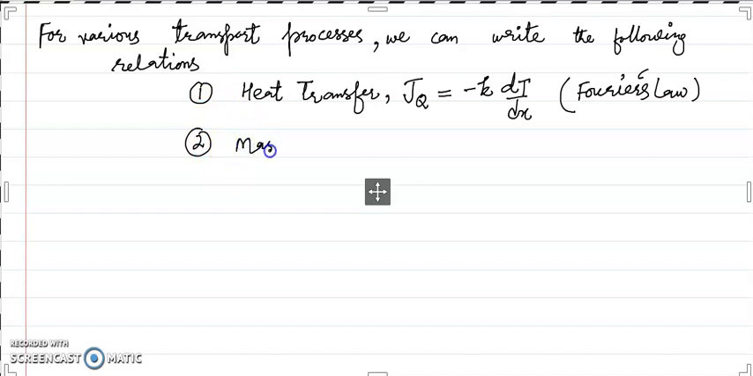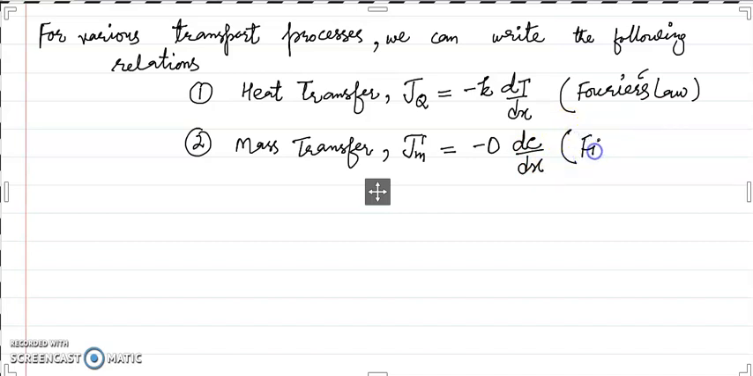Next is mass transfer. It is represented by J with the subscript small m. It will be equal to minus D, that means the diffusion coefficient, times the concentration gradient. This is simply called Fick's law.